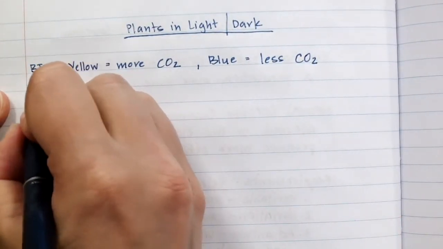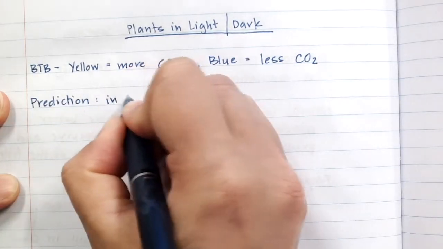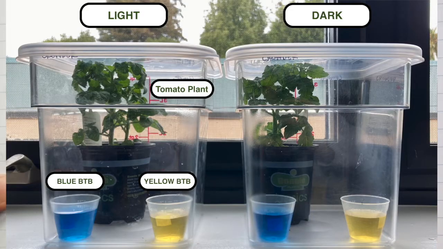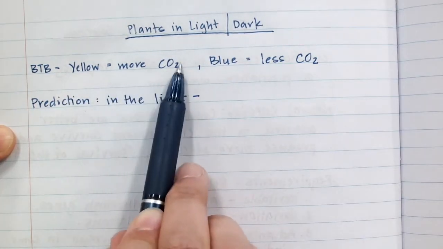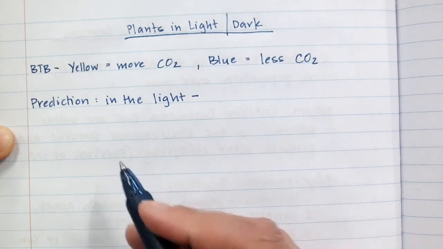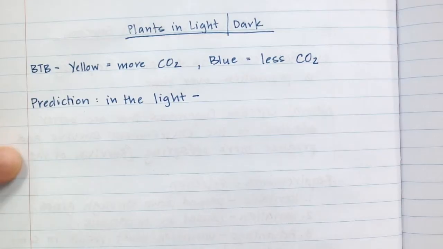Our first prediction will be for the container that is in the light. If we take our plant, sealed in a large container with blue and yellow BTB, and we put it in a sunny windowsill, what process is the plant going to be doing inside of our sealed container? Does this process result in there being more CO2 in the air or less CO2 in the air? Think about that process and make a prediction for what you think will happen to the BTB if the plant is left in the light.